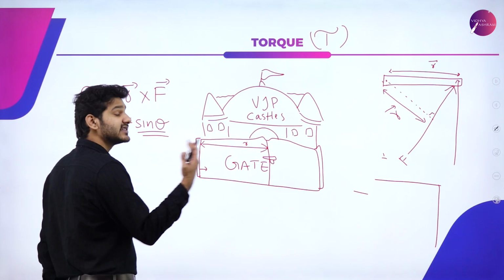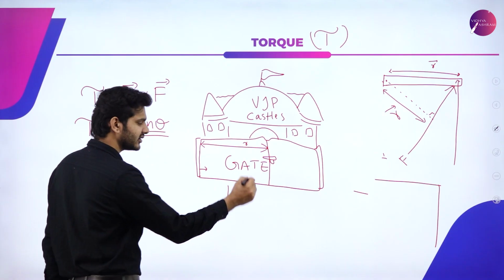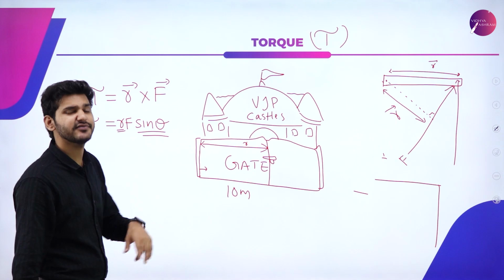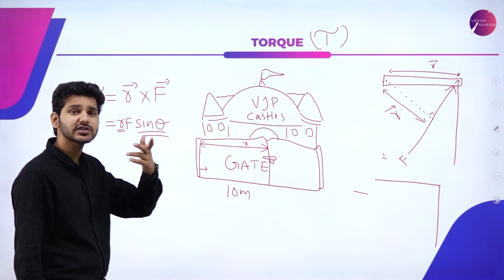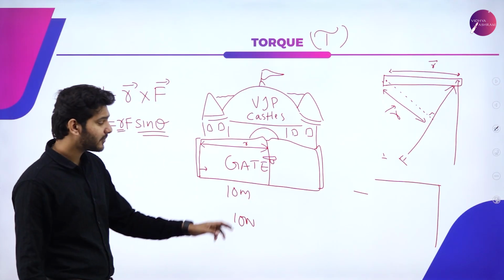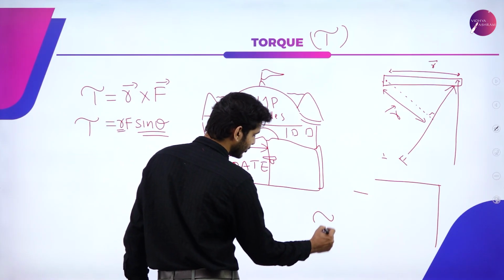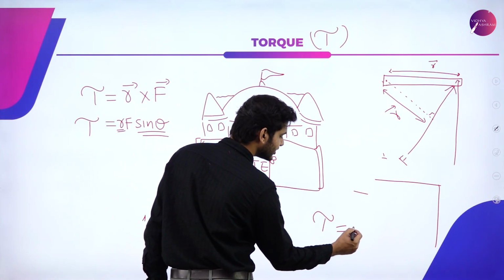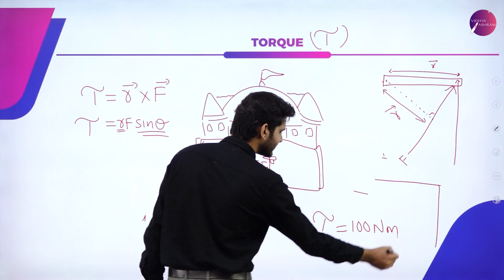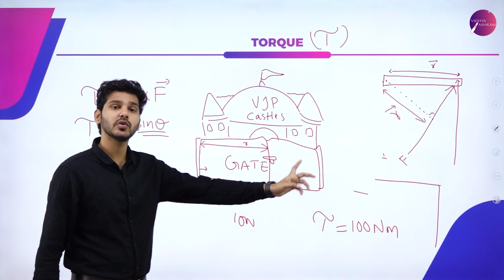So again, since this is a huge key to a castle, this distance must be 100 meters or something. Let's say 10 meters. I'm applying the maximum force I can apply, let's say it is also 10 newtons. If I'm applying 10 newtons of force here, then the net torque I can produce, assuming the angle is 90 degrees, is 100 Newton meters, because it is distance times force.